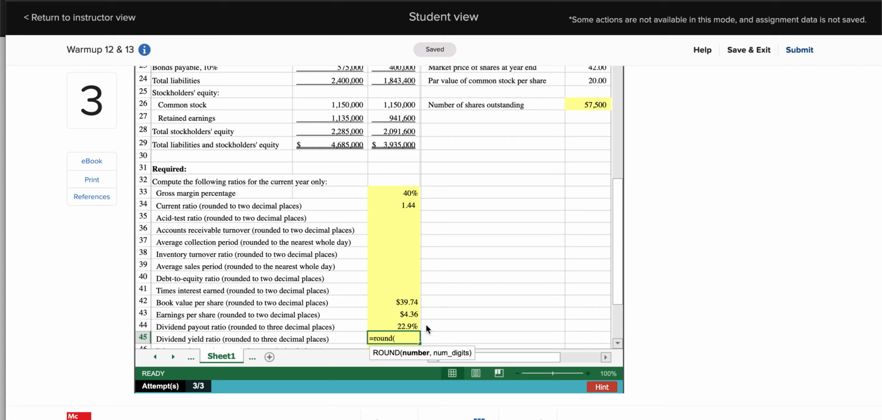The dividend yield ratio, why don't we do that one, and then I'll leave the others to you for this one, because the formulas, once you drop them in, they're good for the problems that you actually have as well.